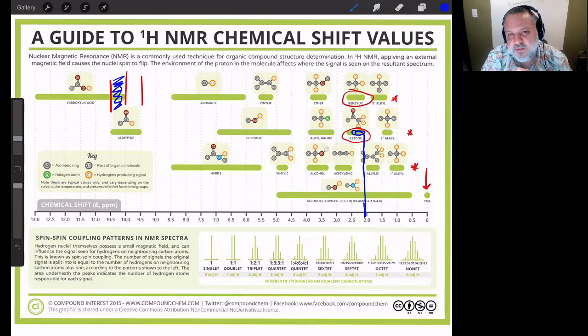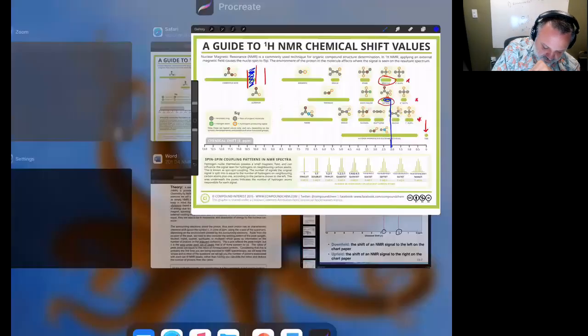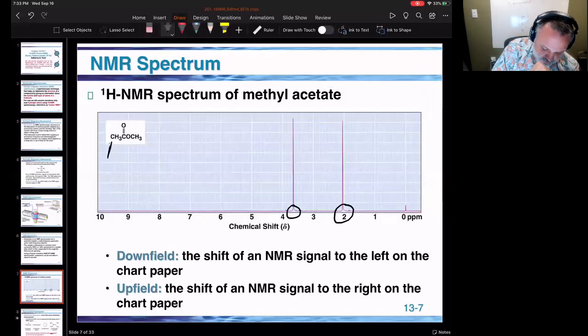Is it a carbon connected to a carbon connected to a double bond? Let's go back and look. Is it a carbon connected to a carbon connected to a doubly bound oxygen? Yeah, there we go. So this one is probably the 2 ppm signal. What about these hydrogens?